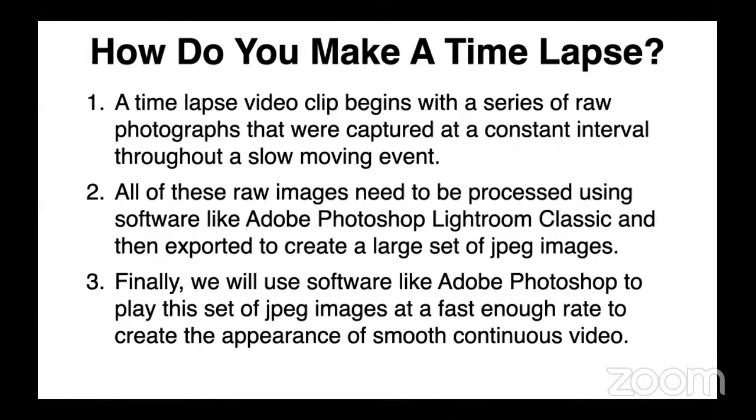Next, we're going to bring those raw files home. Let's say a whole memory card's worth of them. And we're going to process those images to make them brighter, cleaner, more colorful, more vibrant, using a program like Lightroom Classic. When the images all look good, we're going to create a copy of them as JPEG files. We're going to export a large set of JPEGs. And then we're going to use a program like Photoshop or Premiere or Adobe After Effects to tie those individual frames together into a smooth continuous video.